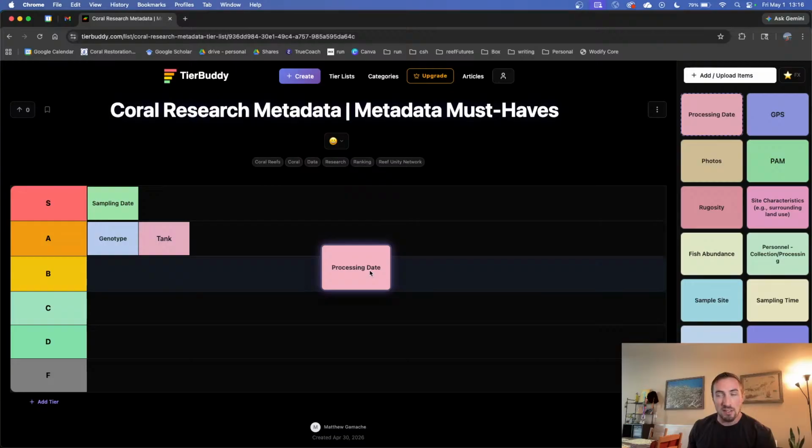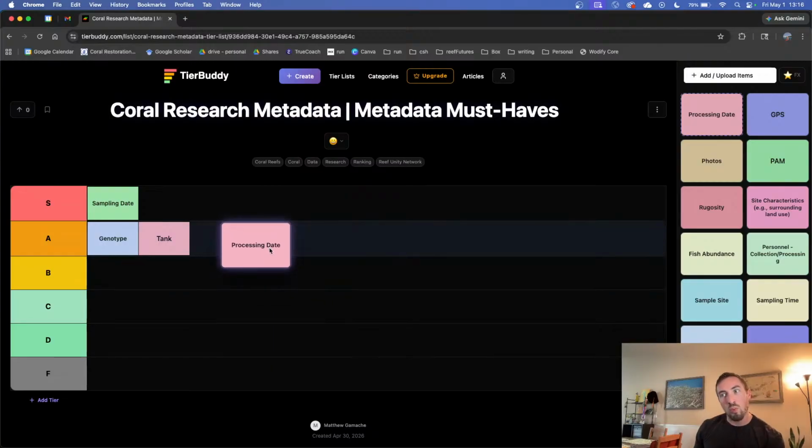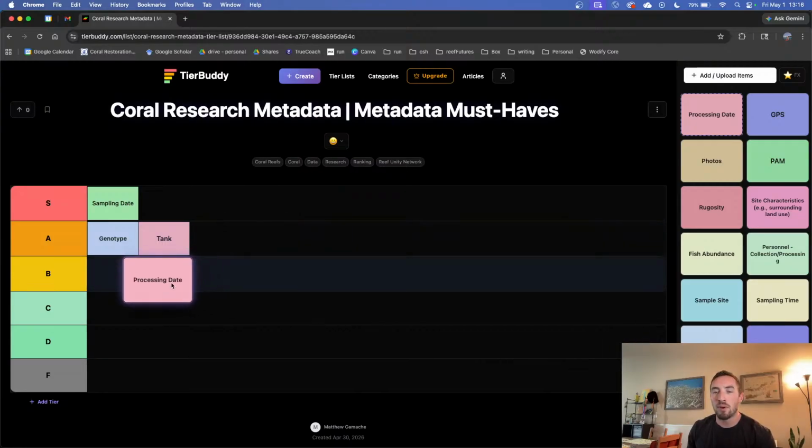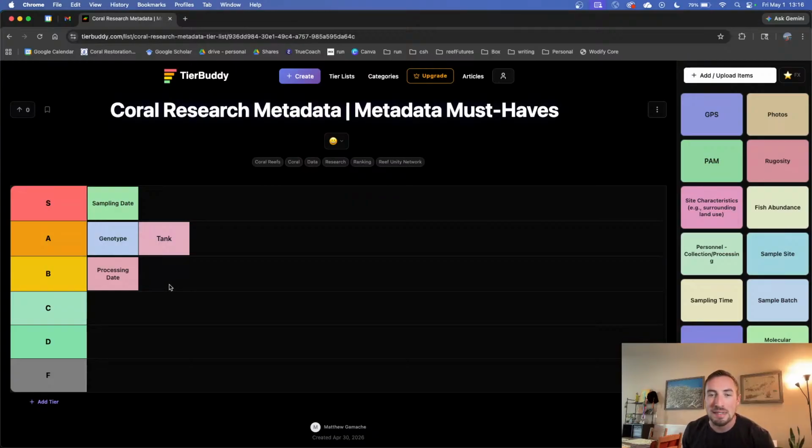I kept track of this because, again, batch effects. I want to keep track of batch effects. Thankfully, I didn't see any. I would want to put this in A tier, but for now, I'm going to put it in the B tier. Again, I might change my mind on that one.